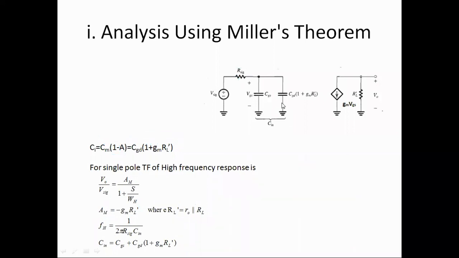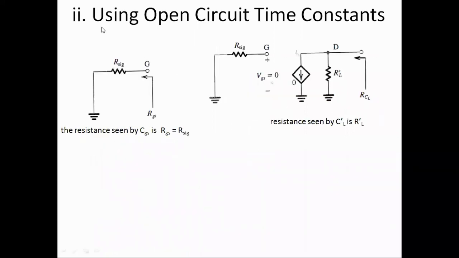Next, using open circuit time constants. In open circuit, we have to use all the capacitors to calculate the higher cutoff frequency. Open circuit time constant means whenever you are analyzing one capacitance, the other two capacitances must be open circuit.